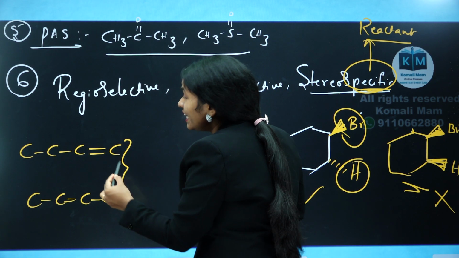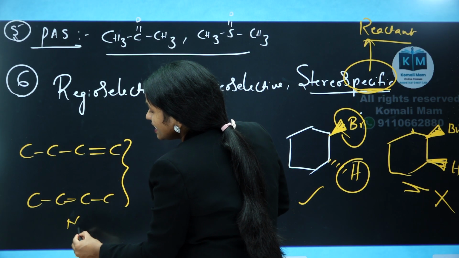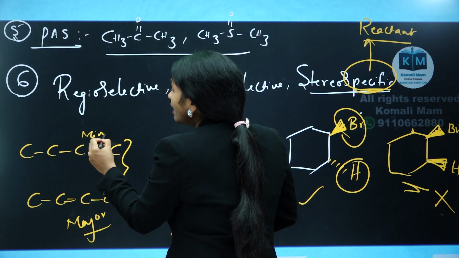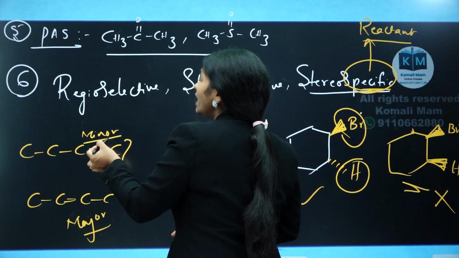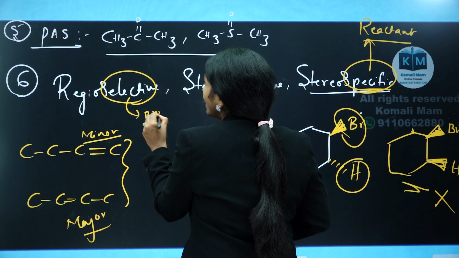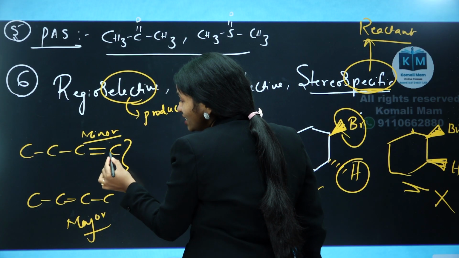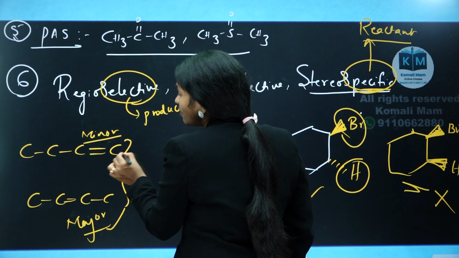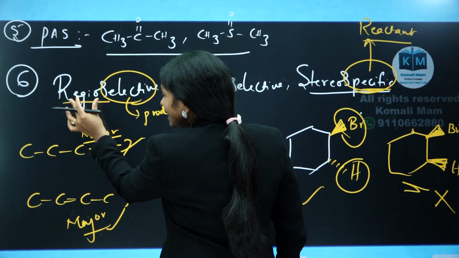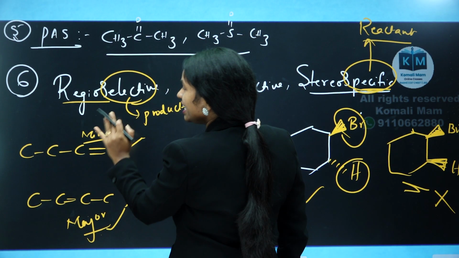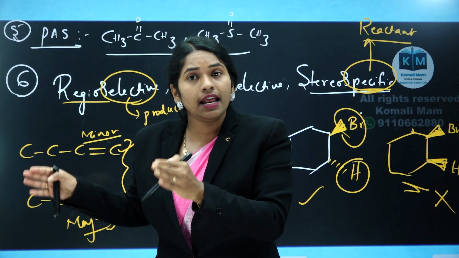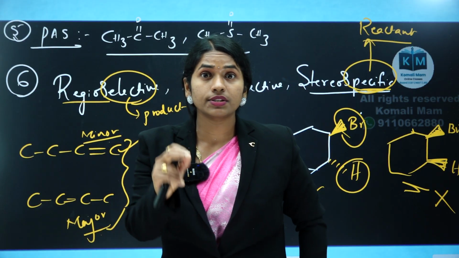These are formed in different ratios. So, for example, this is major, this is minor. It means one product is forming major, one is minor. Selective word is with respect to product. One product is major and one is minor. Both are structural isomers. In a certain region, it is showing variation, then we call it regioselective. Bimolecular elimination reactions are regioselective.